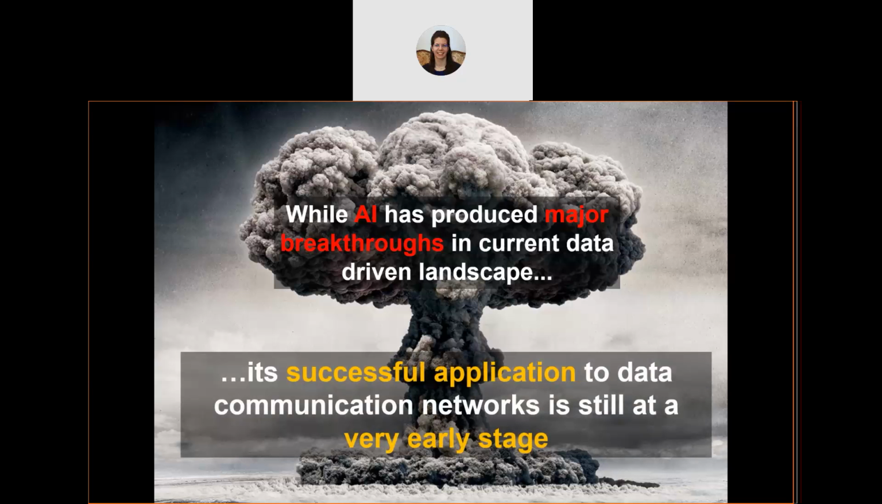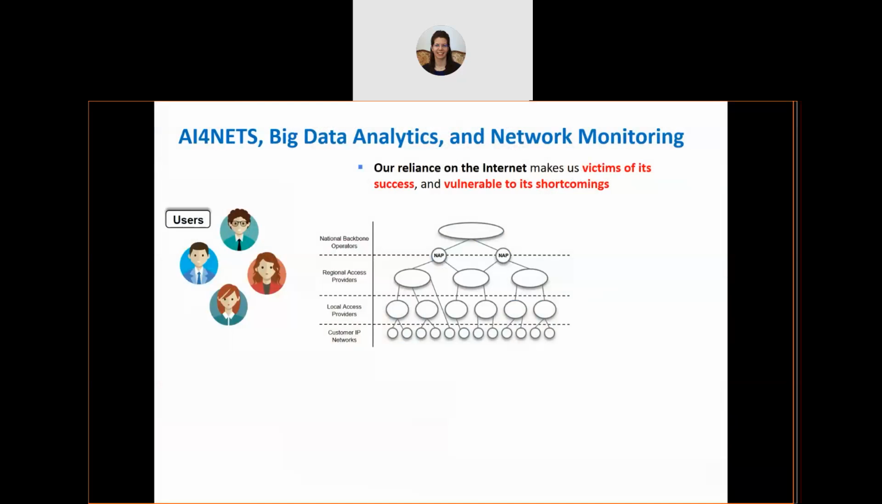I really think that the application of machine learning and AI in communication networks is still at a very early stage, which for us means a very fertile field to dig into. But why would someone want to do machine learning in communication networks? There are many reasons. What I am showing you here is the perspective from the network monitoring point of view, which is basically my field.